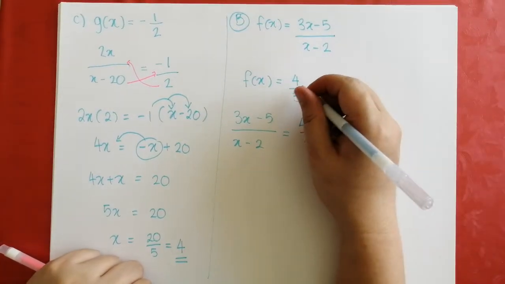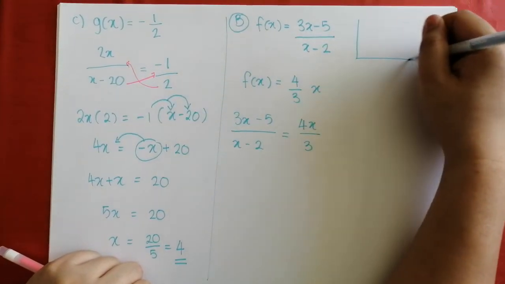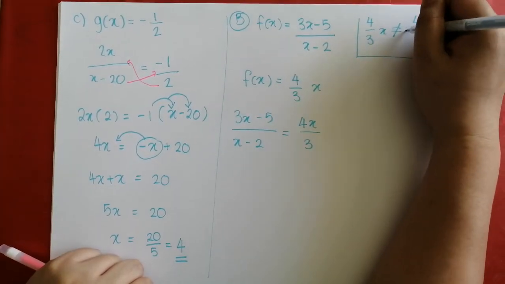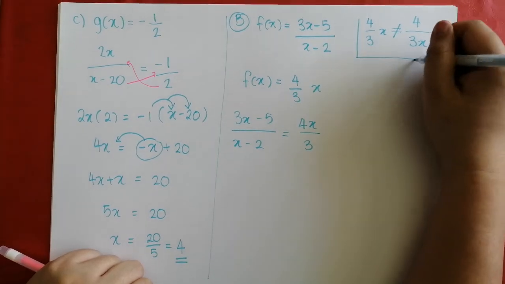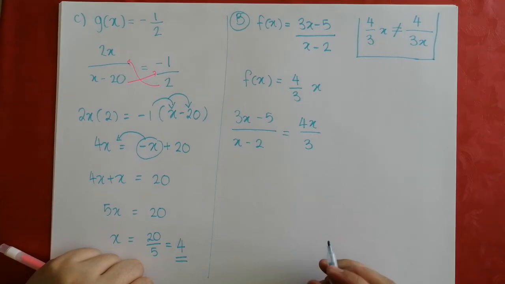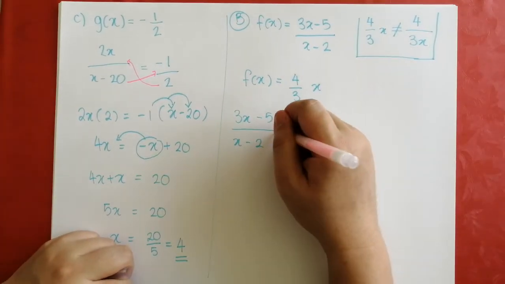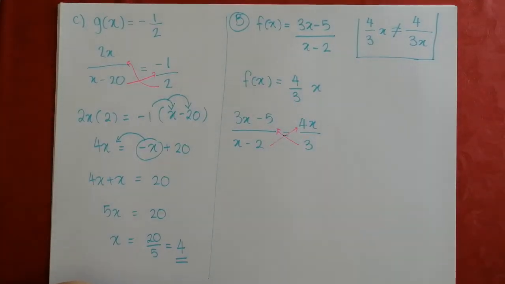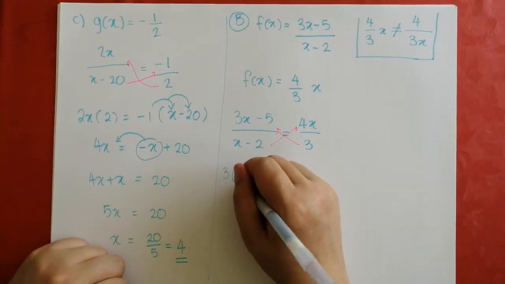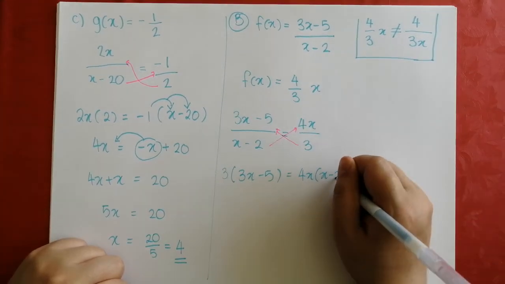So 4 over 3x is not 4 over 3x with x in the denominator. Please put that in mind. This x belongs to the numerator. From there, since both sides have a single fraction, we can cross multiply. So you will have 3 times 3x minus 5 equals 4x times x minus 2.